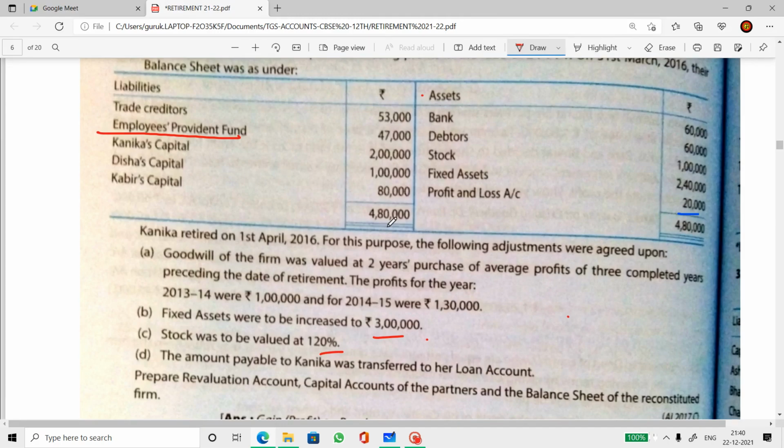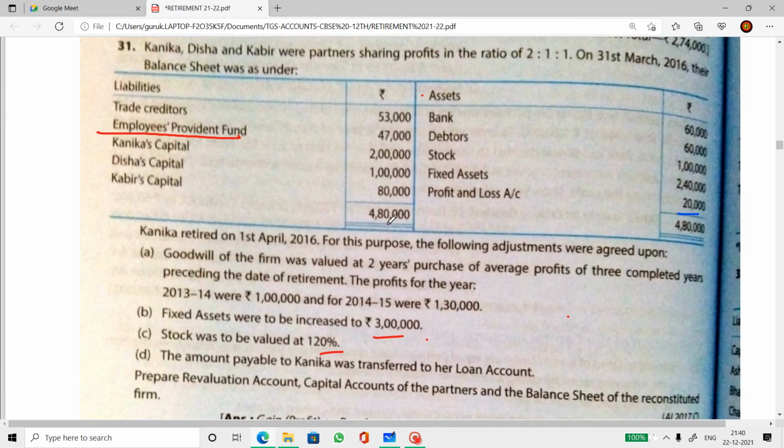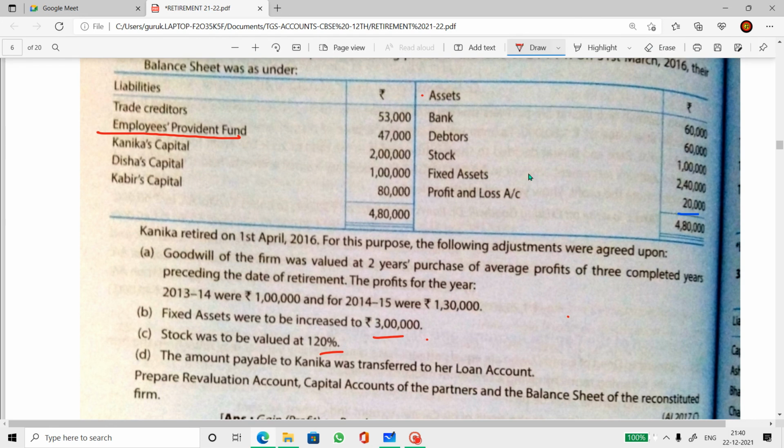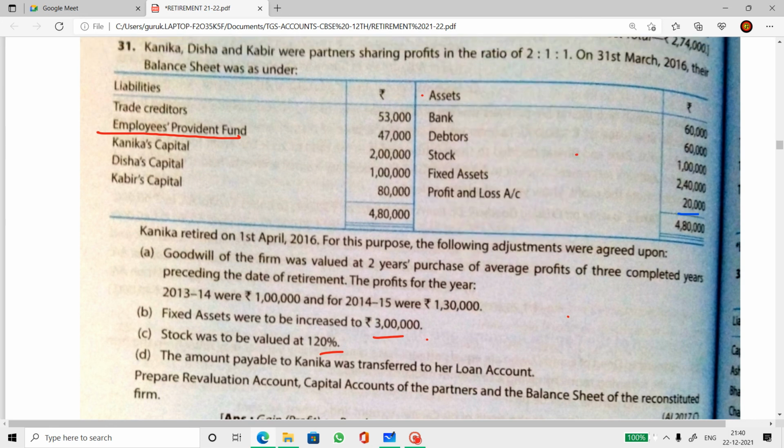The next question, question number 31. I would like to quickly explain this question to you so that you can try this on your own. Here, profit and loss account balance is given on the debit side, which means on the asset side. So it's a loss. Along with that, EPF is given. EPF is not meant for any distribution. So EPF will stay in the new balance sheet as it is.